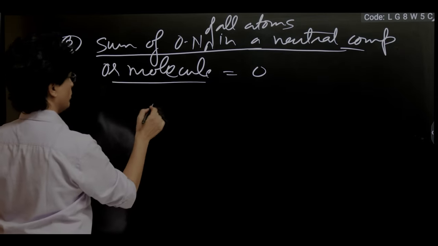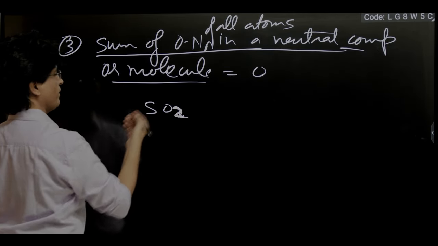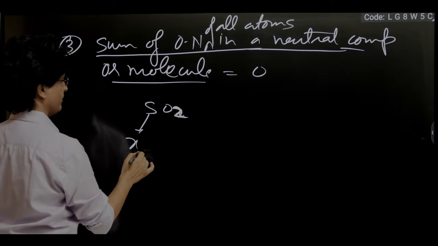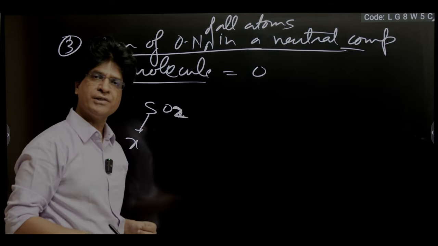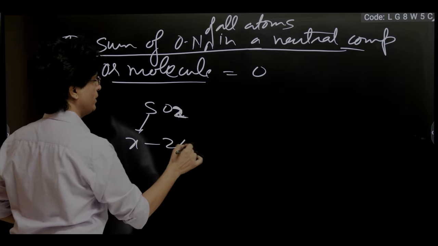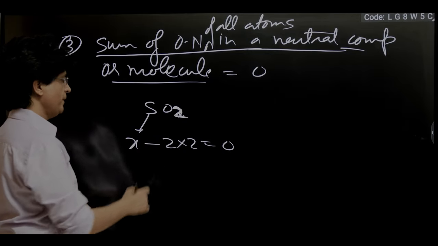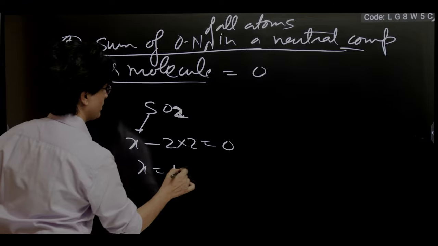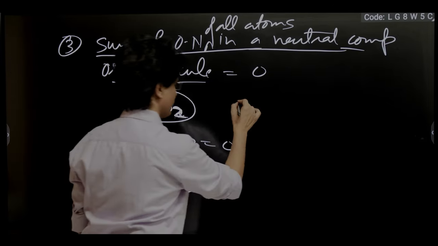SO2, right? So if I take SO2 and I want to find out the oxidation number of sulfur, let's take this as X, and each oxygen will have, say, minus 2 as its oxidation number. So X plus minus 2 into 2 will be 0. This is how we are going to handle that, right? So X will be equal to plus 4. So the oxidation number of sulfur will be equal to plus 4.